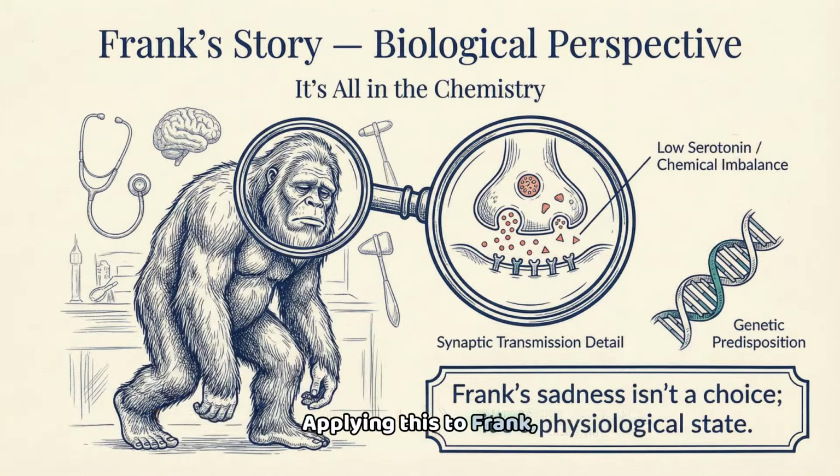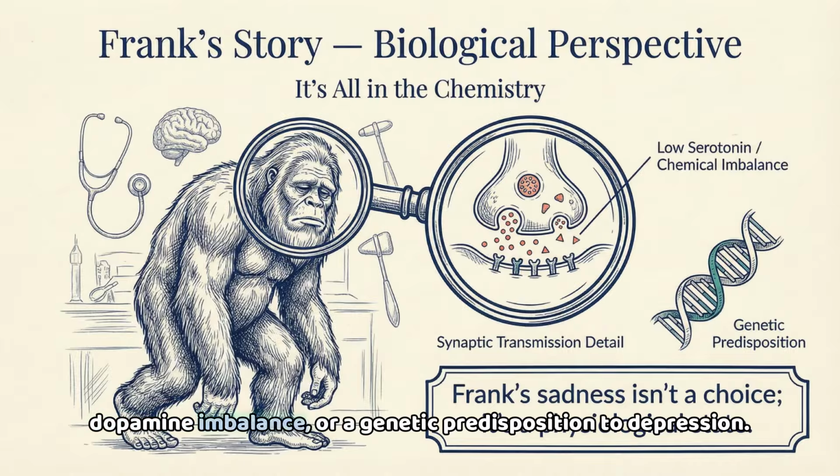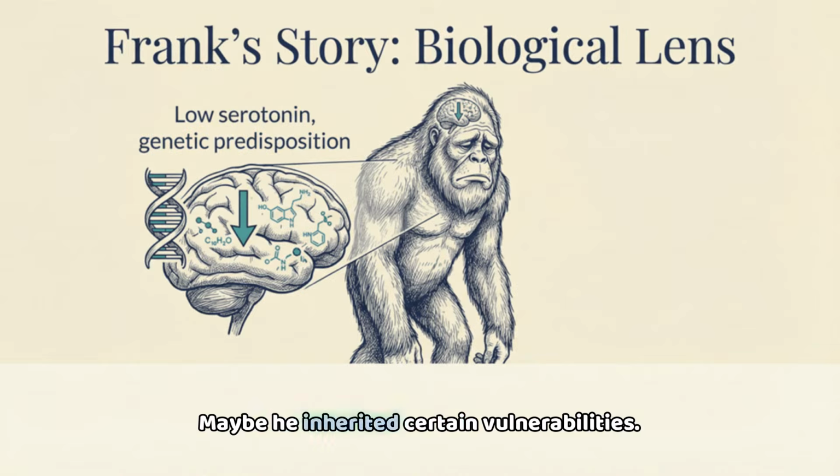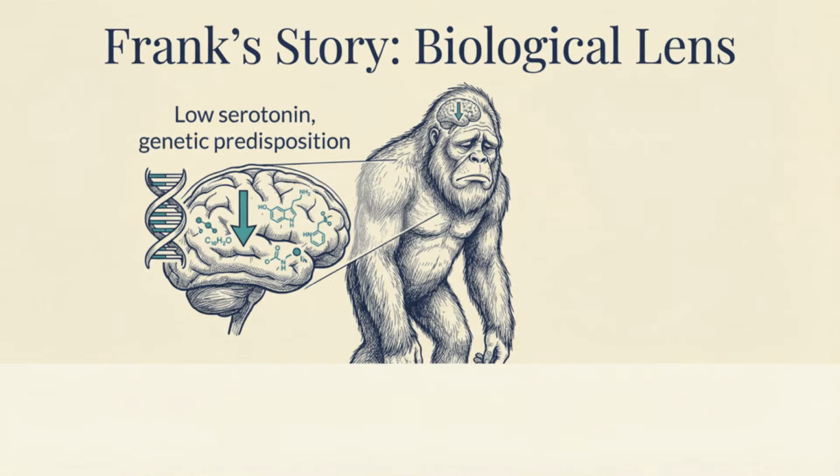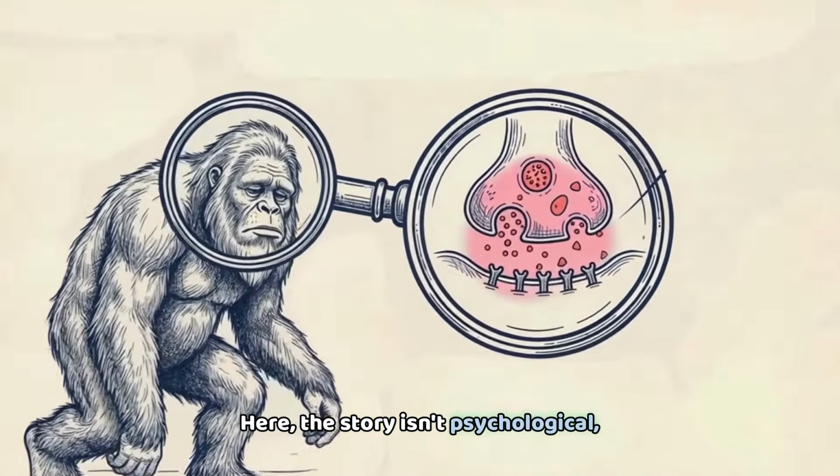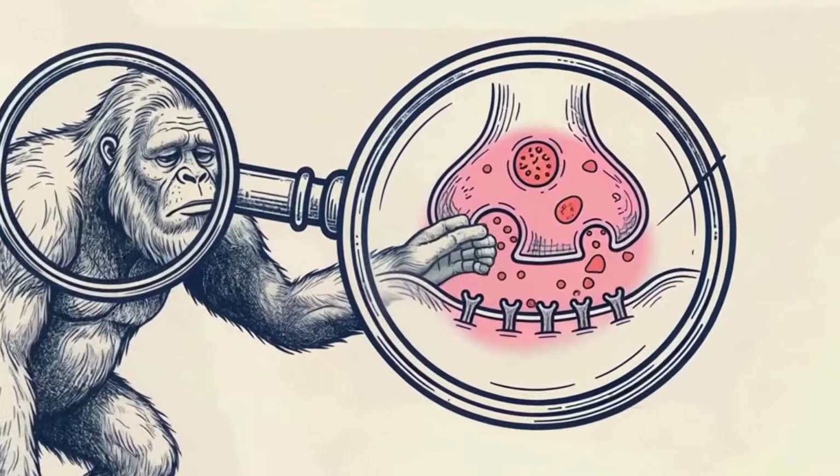Applying this to Frank, his sadness may be linked to low serotonin, dopamine imbalance, or a genetic predisposition to depression. Maybe he inherited certain vulnerabilities. Here, the story isn't psychological, it's physiological.